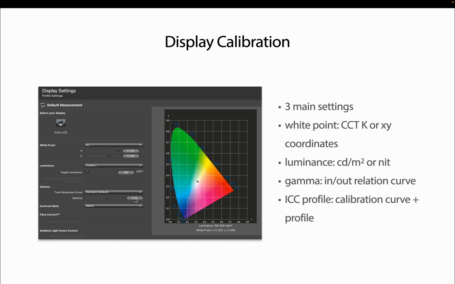And display calibration eventually results in an ICC profile. And ICC profile has two parts in it: calibration curve and color profile. The calibration curve actually sets your display's white-gray balance, neutrality, gamma distribution. It's all about black and white. It doesn't directly apply to color. It also means that all color display is not accurate just because you calibrated the display.